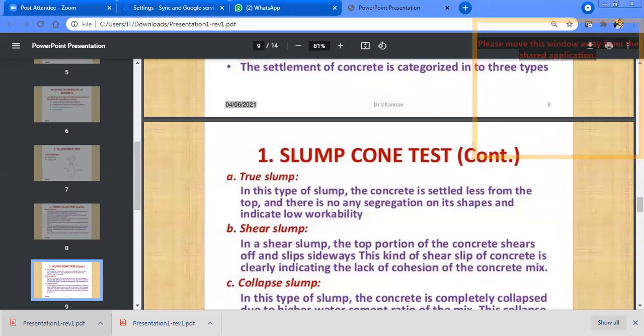For the shear slump, the top portion of the concrete shears off and slips sideways. This kind of shear slump clearly indicates the lack of cohesion of the concrete mix.